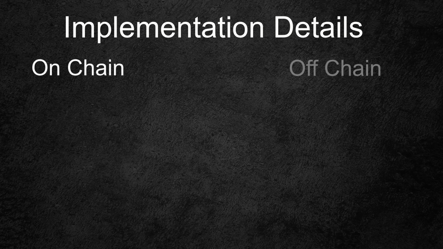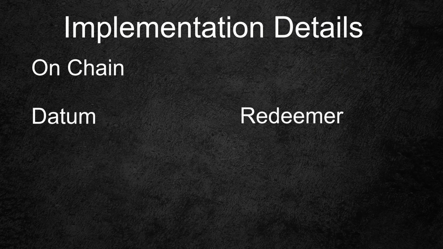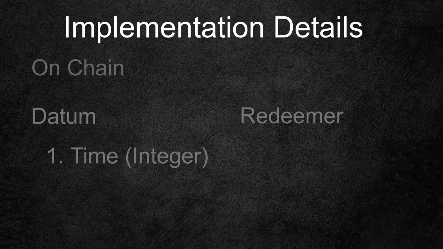Remember, every Plutus smart contract has on-chain and off-chain code. For our on-chain code, or our validator script, we need to define the datum and the redeemer that we'll be sending in. The datum would just be the timeline, which is represented in POSIX time, which is just an integer. Remember, the ADA value itself is already stored in the transaction. In the case of the redeemer, we actually don't need anything, so we won't define one.